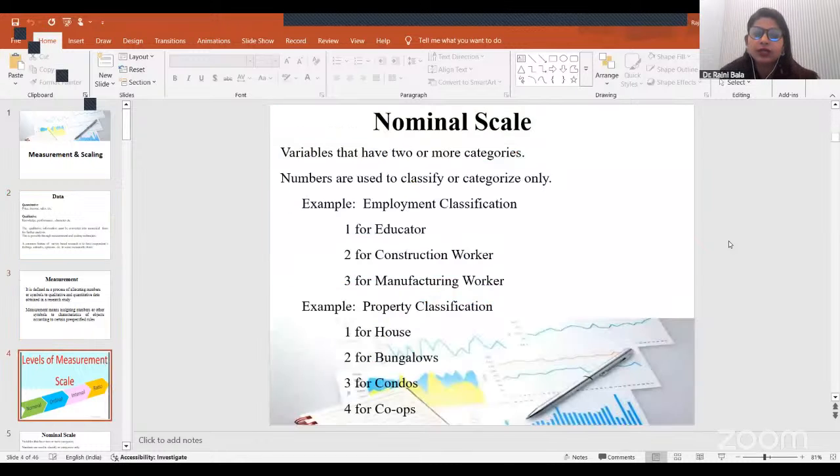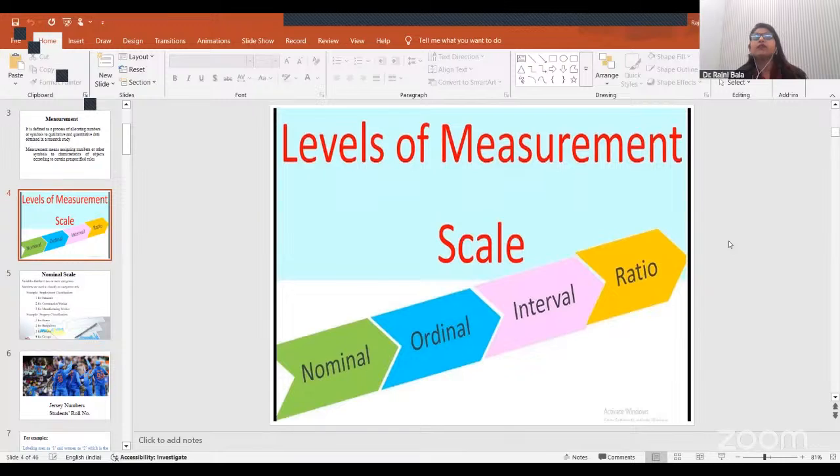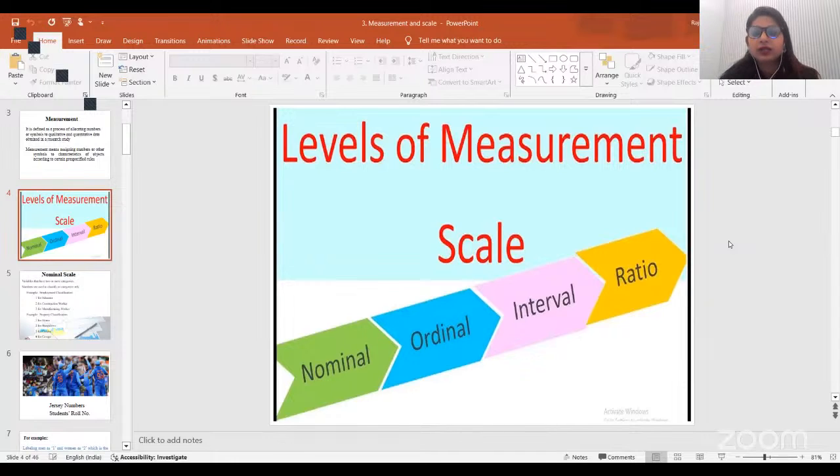Okay. So here we have the levels of measurement scale, which we basically use for research purposes. Here we have nominal, ordinal, interval, and ratio. We have four types of scale, right? So let's start with the nominal. I'm just giving you the overview as you guys don't have any query. We have 10 minutes. So let me give you the overview of measurement and scaling, right?